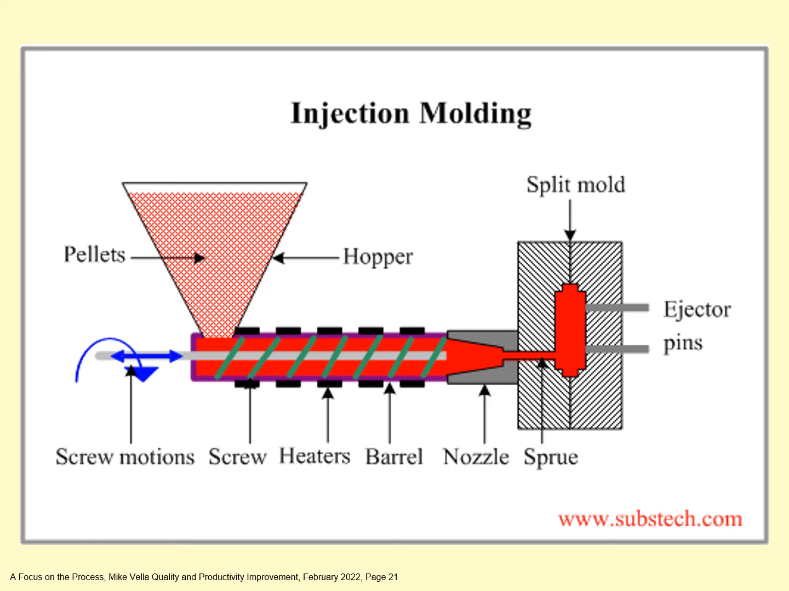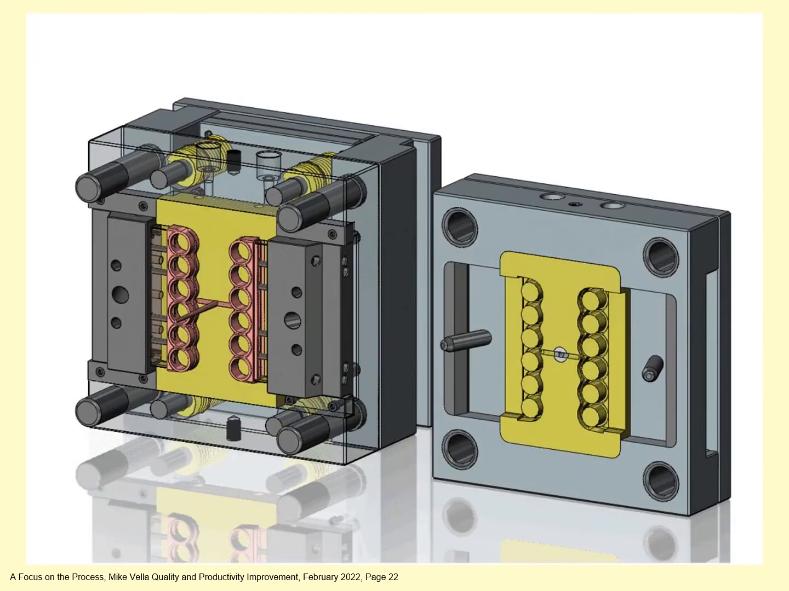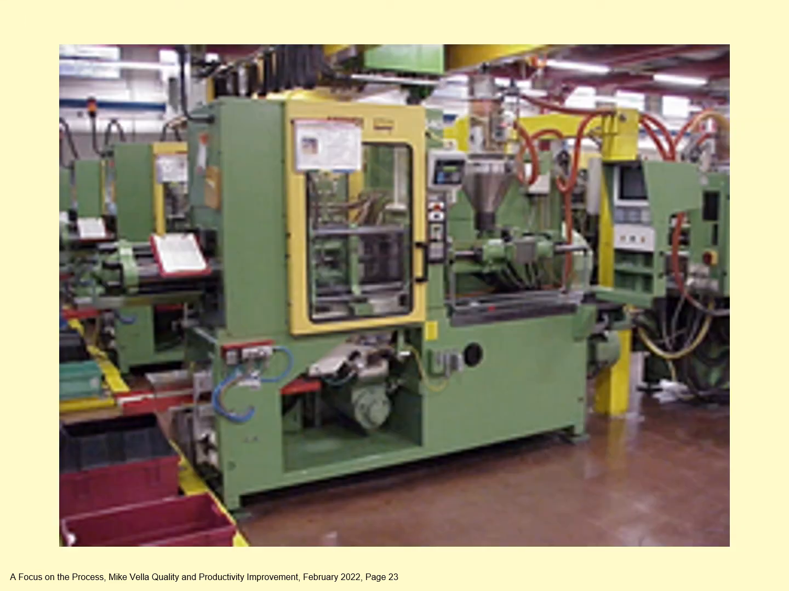The screw moves to the right and pushes the plastic into the mold. The mold is then filled with plastic, clamped, and cooled with water. When the cycle is about ready to be finished, the mold opens and the ejector pins push the part out. And that's how injection molding works. Injection molding uses very precise dies to capture the molds. And here's a picture of an injection molding process.